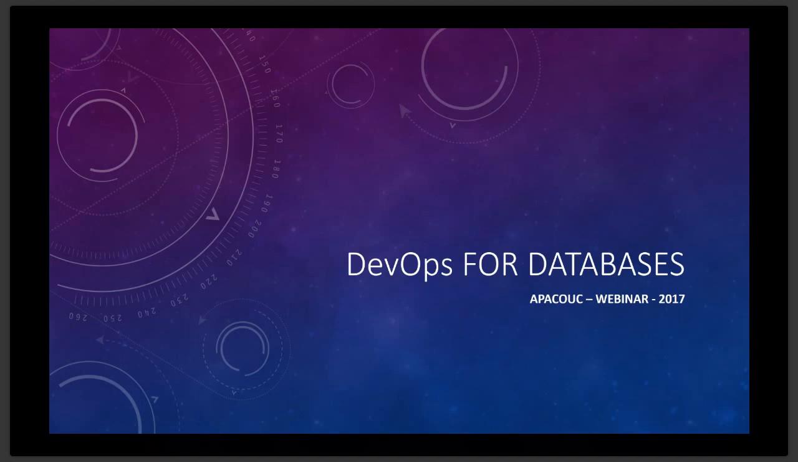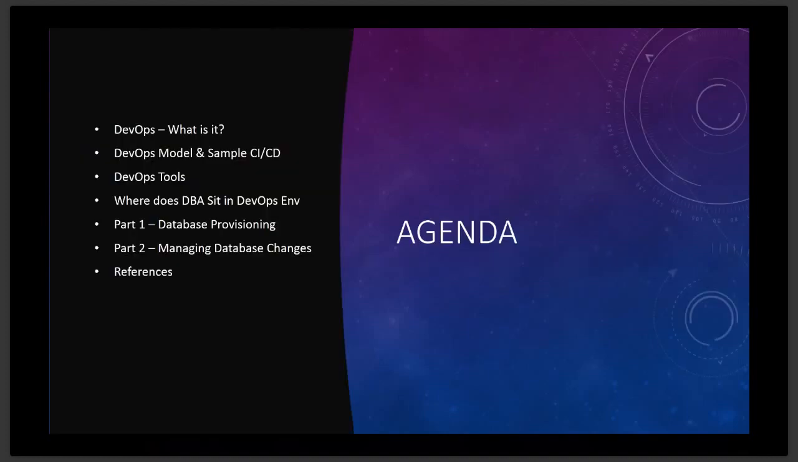So let's see. The agenda for today's topic is DevOps: what is it, the DevOps model and sample CI/CD pipelines, and DevOps tools. What kind of tools must a DBA know in order to implement the DevOps model for databases? Where does a DBA sit in a DevOps environment? And we are going to see two parts: one is database provisioning, and the other is managing database changes.